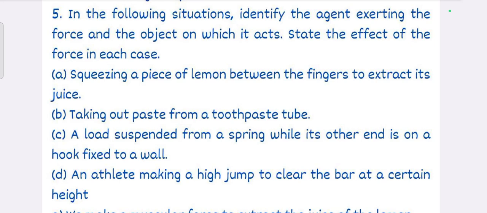First, squeezing a piece of lemon between fingers to extract its juice. Second, taking out paste from a toothpaste tube.